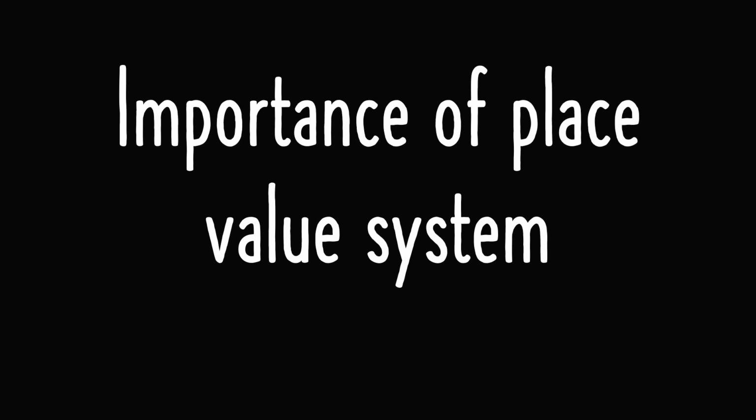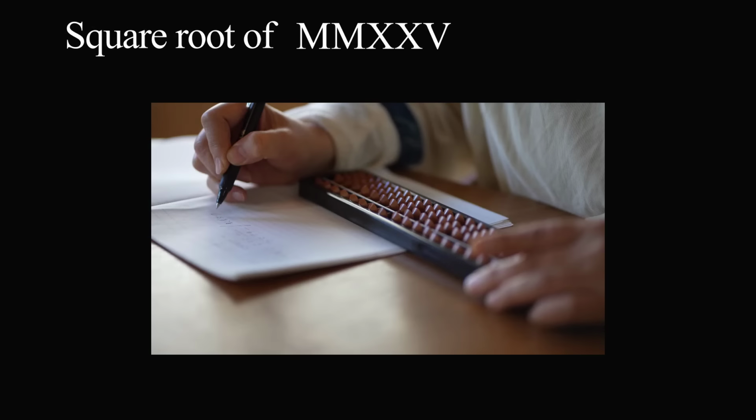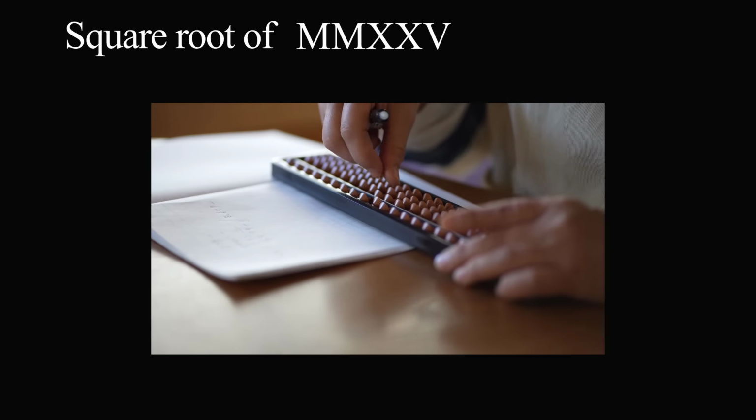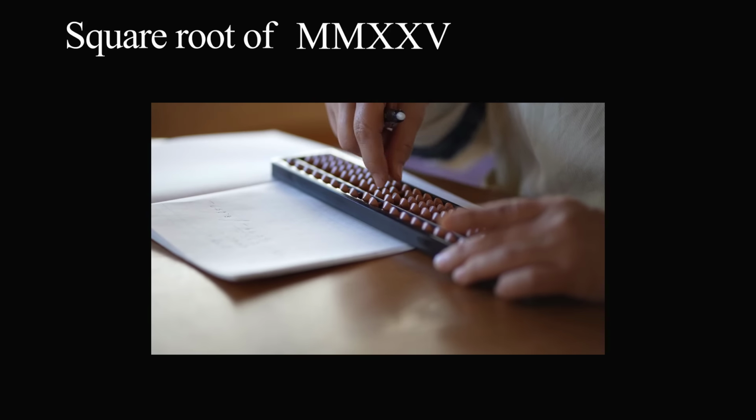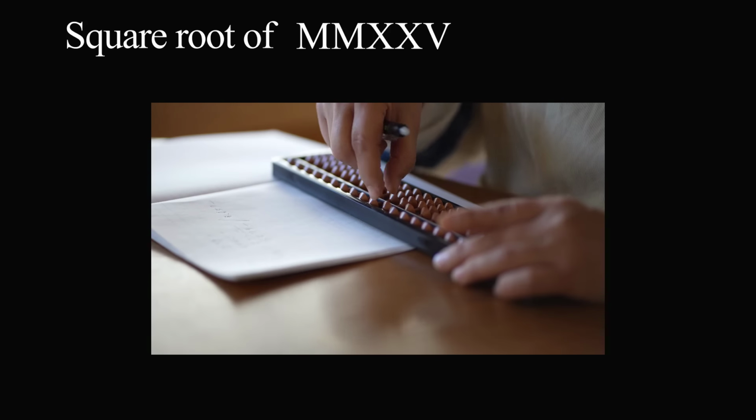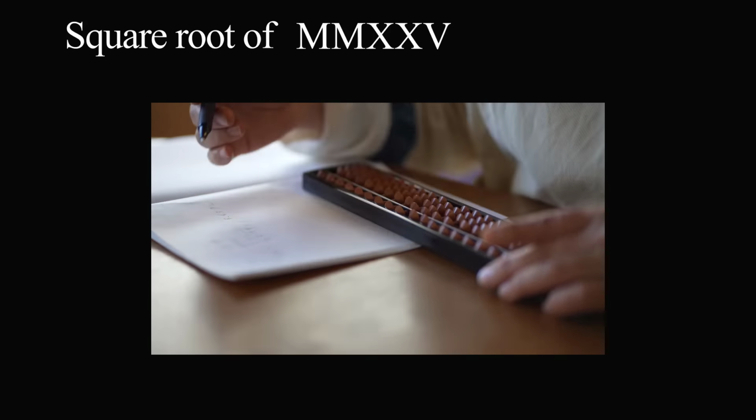I will conclude the video with a perspective on the importance of the place value system. Until about the 1500s, much of Europe was using Roman numerals. So calculating the square root would have been written as a problem like the square root of MMXXV for 2025. How would they perform this calculation? They would actually use the aid of an abacus. They would convert this number in Roman numerals to a position on the abacus. They would then perform some procedure on the abacus. And finally, they would convert that result on the abacus back into a number.